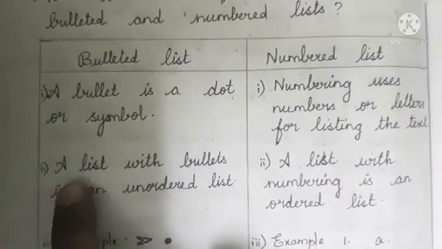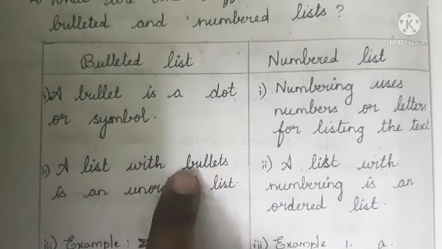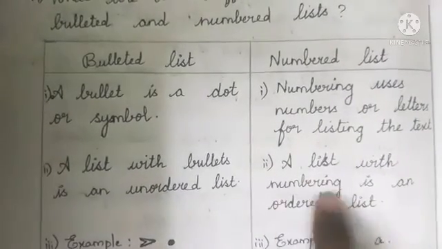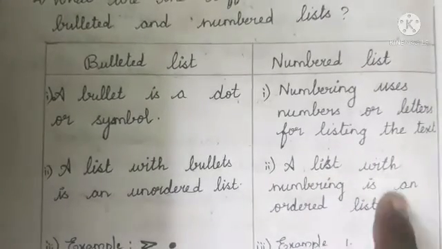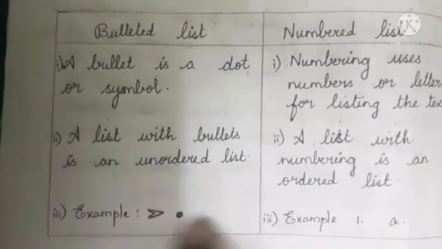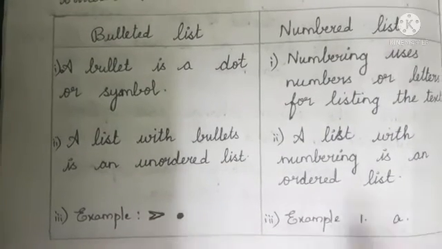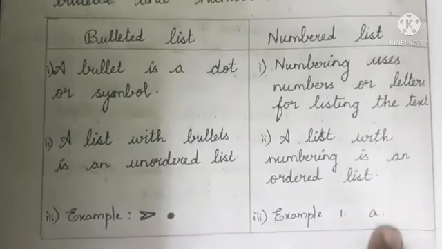Second point, a list with the bullets is an unordered list. A list with the numbering is an ordered list. And next, third point, we have examples. For the bullet, that is an arrow mark and a dot. Then for the example of numbering, we have number 1 and the letter A.